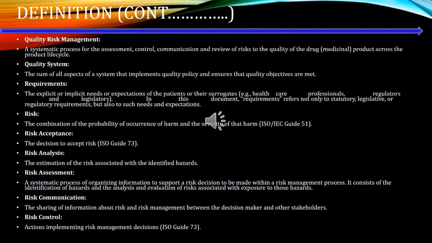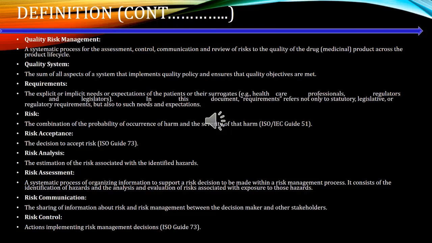See ICH Q6A definition specifically for quality of drug substance and drug (medicinal) products. Quality risk management: a systematic process for the assessment, control, communication, and review of risks to the quality of the drug (medicinal) product across the product life cycle. Quality system: the sum of all aspects of a system that implements quality policy and ensures that quality objectives are met. Requirements: the explicit or implicit needs or expectations of the patients or their surrogates, e.g., healthcare professionals, regulators, and legislators. In this document, requirements refers not only to statutory, legislative, or regulatory requirements, but also to such needs and expectations. Risk: the combination of the probability of occurrence of harm and the severity of that harm, ISO/IEC Guide 51.